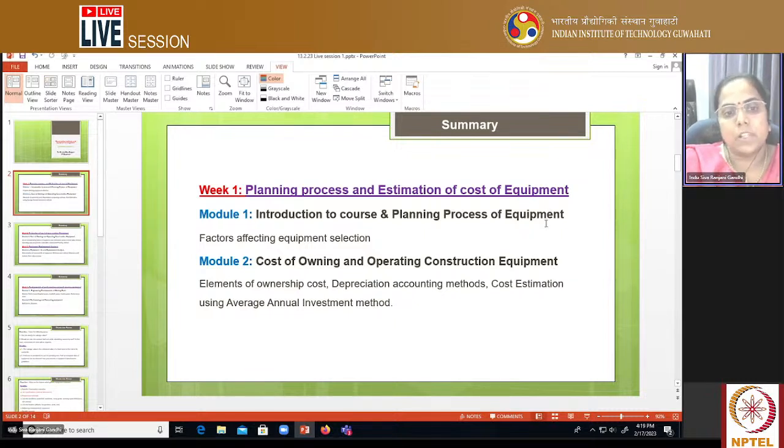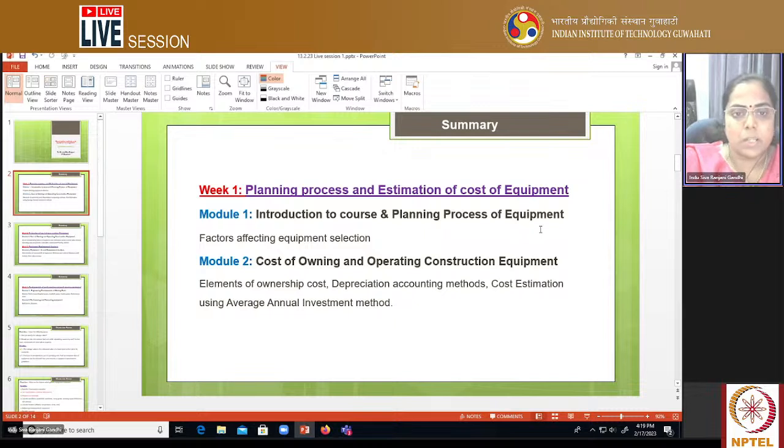In the first week, we discussed the factors which govern equipment selection. An important factor is that we have to select the equipment which meets the contract specifications. That is the most important guideline. Whatever is given in your contract specifications, accordingly you have to select the equipment, and it should be able to meet the actual schedule of your project at the lowest possible cost.